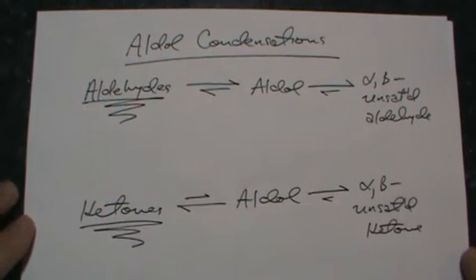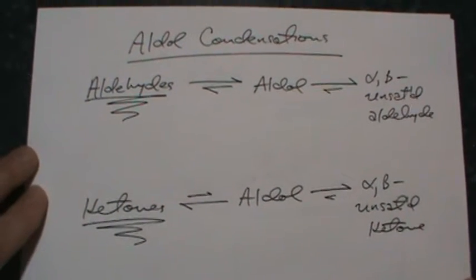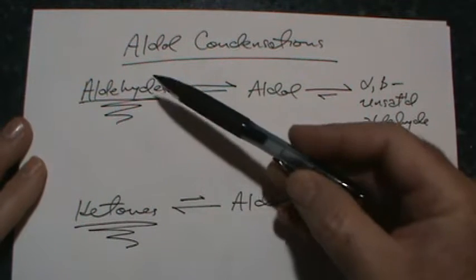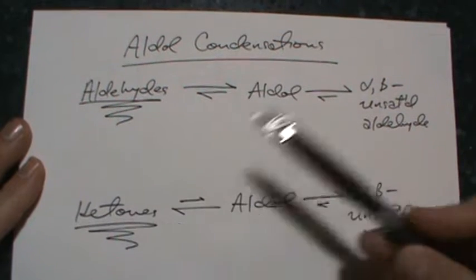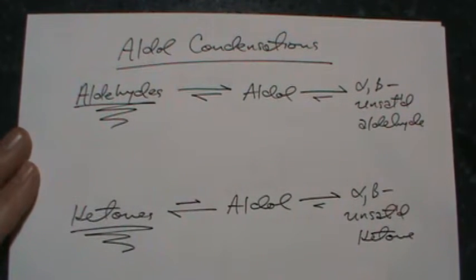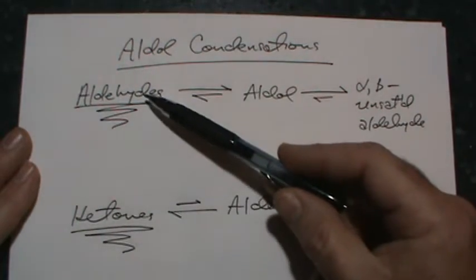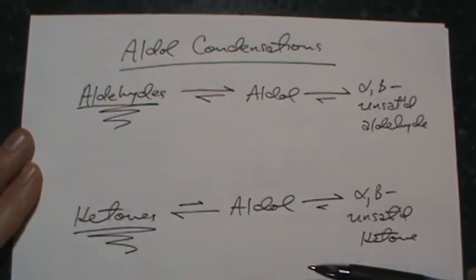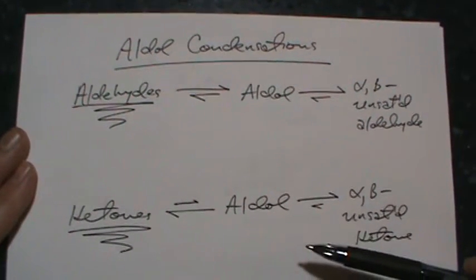Let's talk about aldol condensations. And when we talk about aldol condensations, one of the ways we can break the discussion down is to describe aldehydes first and ketones second. And while there are lots of similarities, there's also some differences. The main difference is that aldehydes are a bit less reactive than ketones. We've discussed that before, and it really shows up here in these aldol condensation reactions.